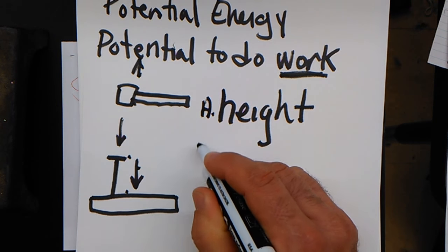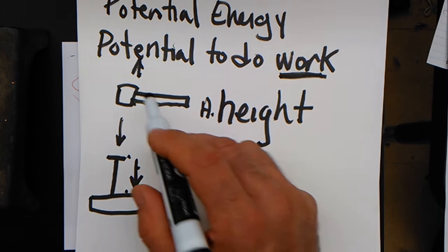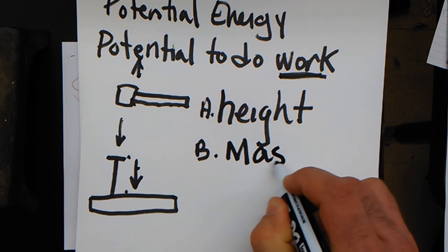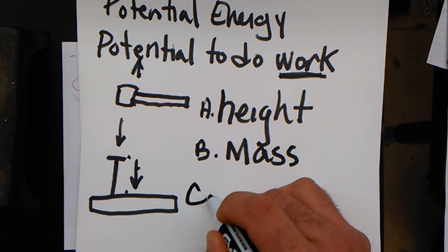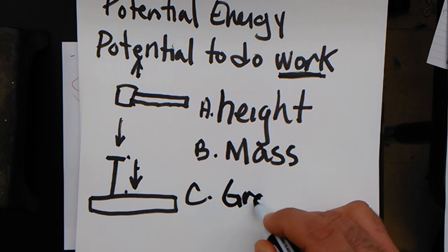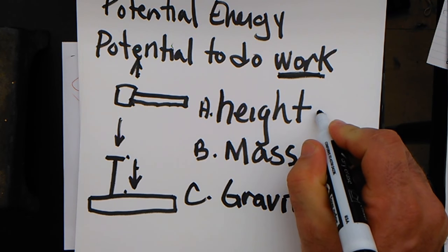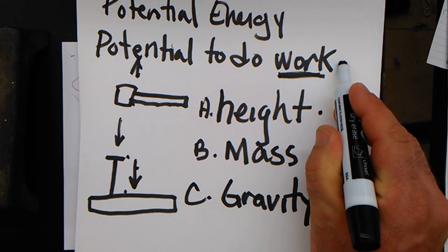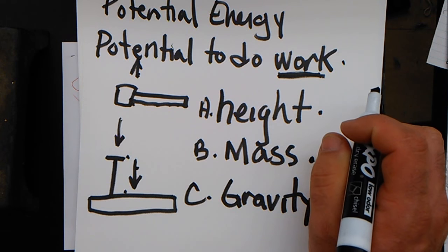We'll call this A. Now, it also has something to do with how heavy this thing is. So we're going to say mass, the mass of that thing. And it also has to do with what's pulling it down, or what could pull it down, and that we know is gravity. The higher the mass is lifted, the more work it can do.